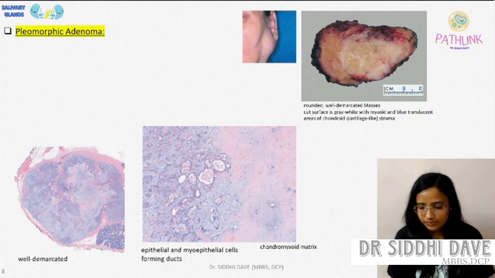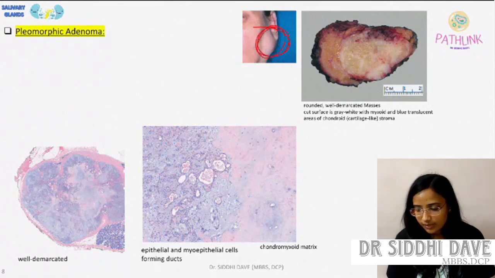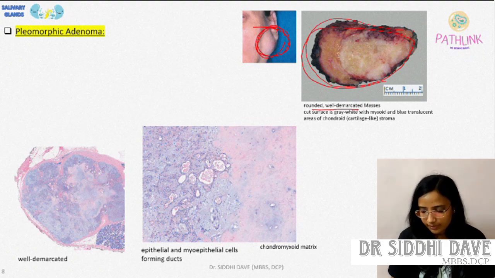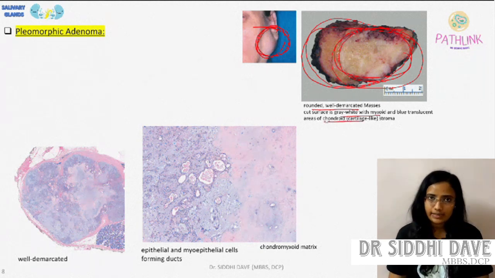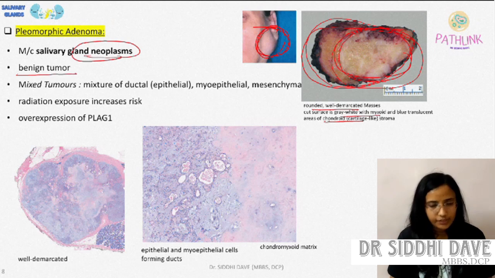First we are seeing this swelling over the parotid region, and after surgical removal of this tumor, we are seeing rounded and well demarcated masses. The cut surface is showing a grayish white myxoid appearance and a bluish translucent part. It will be seen in microscopy as the chondroid, cartilage-like area. So the most common salivary gland neoplasm is pleomorphic adenoma, a benign mixed tumor.